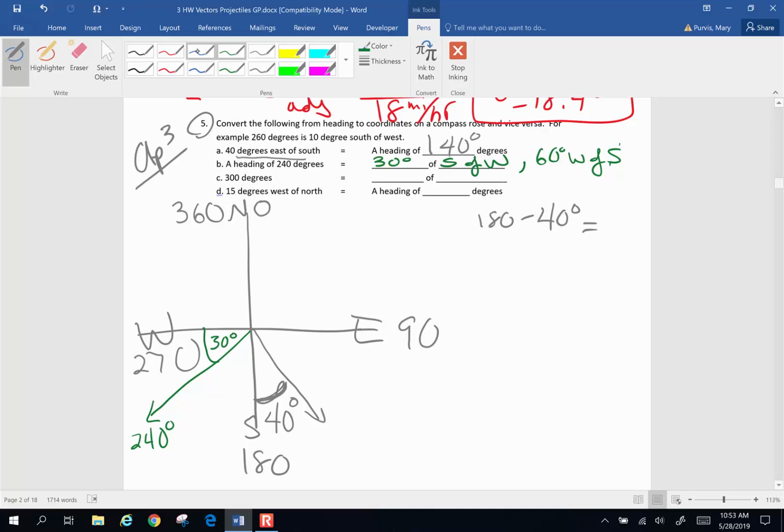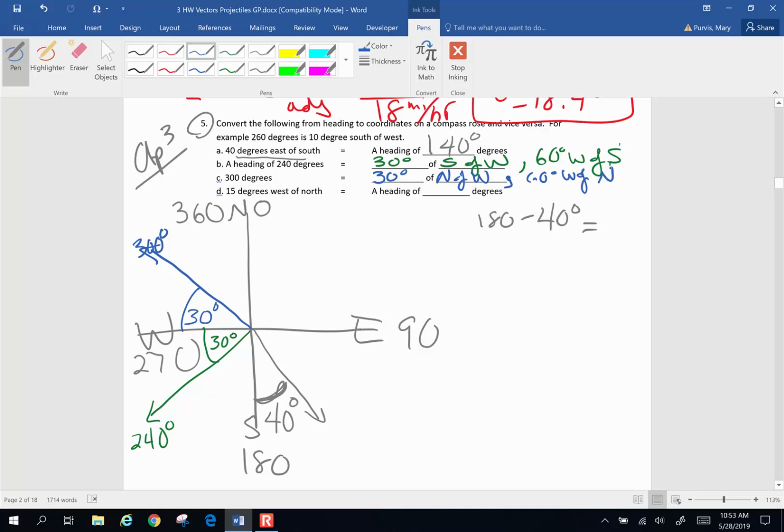The next one, 300 degrees is what of what? So let's take a look at 300 degrees. If this is 270, 300 degrees is going to be off in this direction. So what is that, another way of saying the same thing? Well, if that's 300 and that's 270, that would make that a 30-degree angle. So that could be 30 degrees north of west, or another way of saying it is 60 degrees west of north.